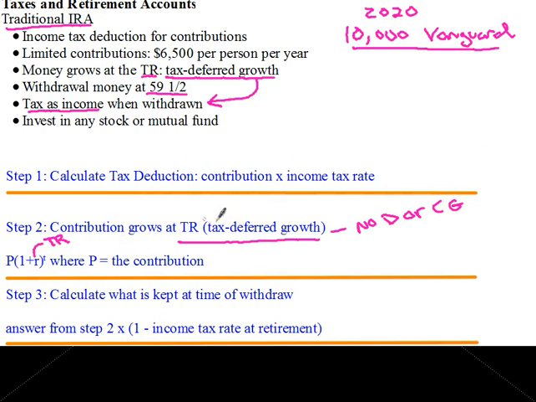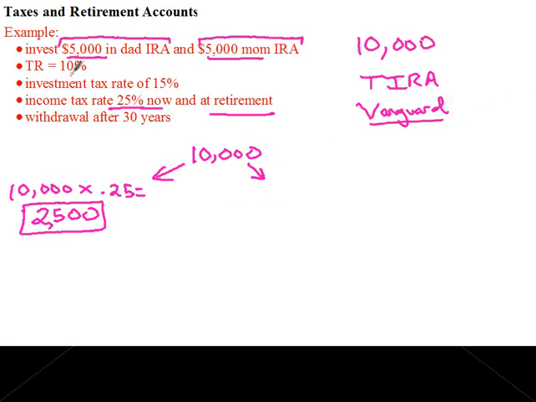Okay, I'm going to get my full total return, my P times 1 plus R to the T. I'm going to get my full total return on this money. There's going to be no dividends and capital gains taxes on it as it grows. So we're not going to use the after-tax total return that I used in the personal account video. We're going to get the full total return, which in this example is 10%. Okay, so the money's going to grow at 10%.